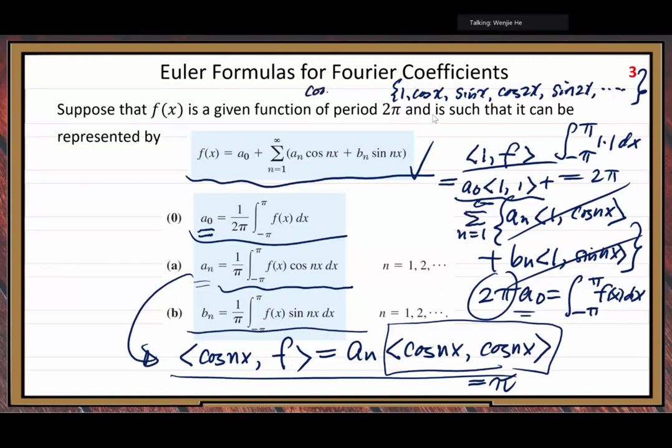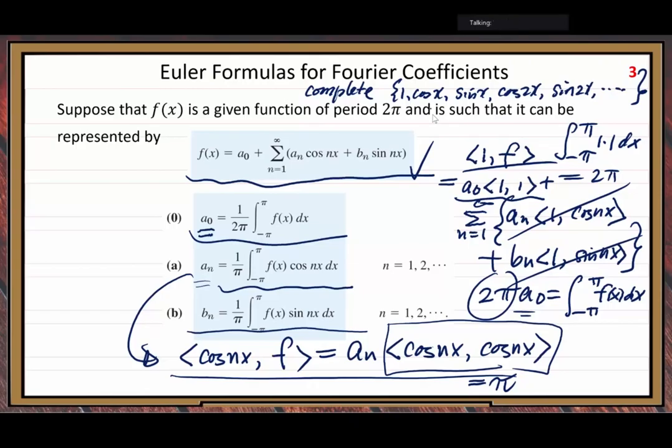What's the meaning? That means this system picks up all the information of the f function. No missing part. It's complete. But how do you show it's complete? Later we will see. Later we will derive an inequality, so we can pick up all the information from the f function.